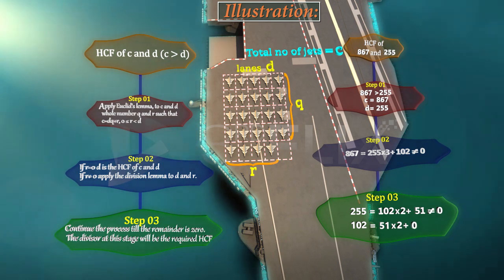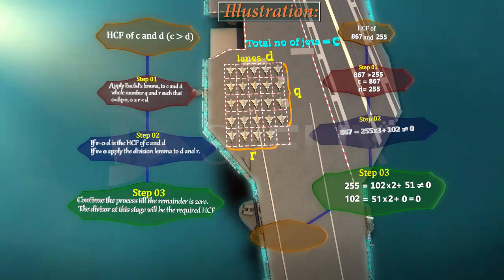Here, we observe that the remainder is equal to 0, so the procedure stops and the divisor at this stage is 51. Therefore, the HCF of 867 and 255 is equal to 51.